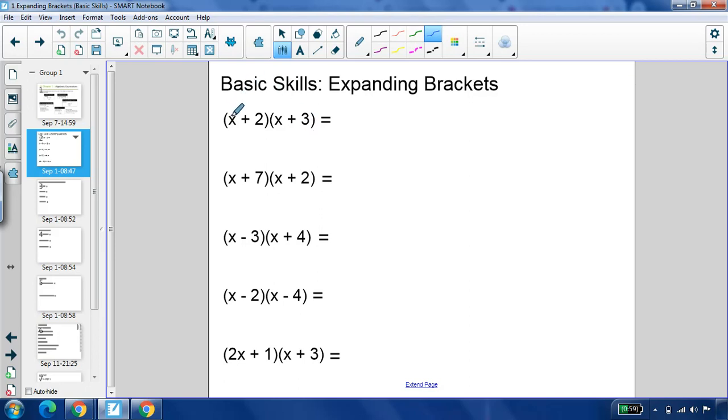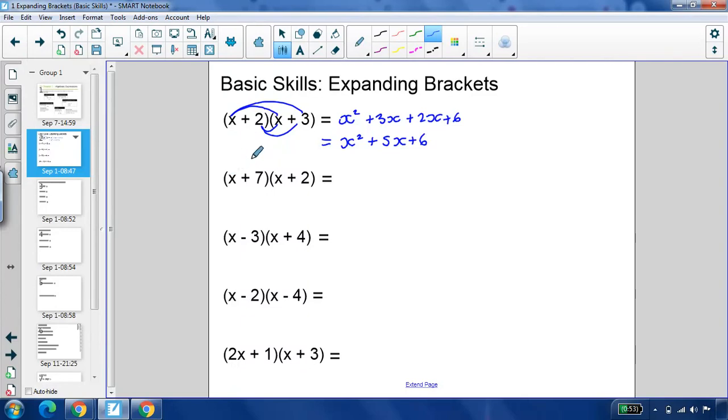So I'm going to start by multiplying x by x to get x squared. Then I'm going to do x multiplied by 3 to get 3x, and 2 multiplied by x to get 2x, and then 2 multiplied by 3 to get 6. Now I'm going to look and collect the like terms, so I've got x squared plus 5x plus 6.